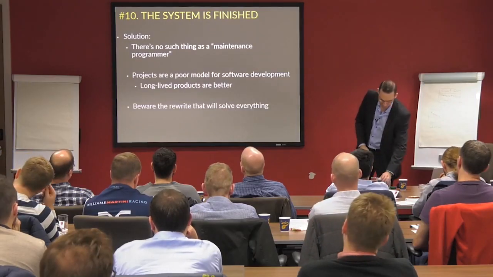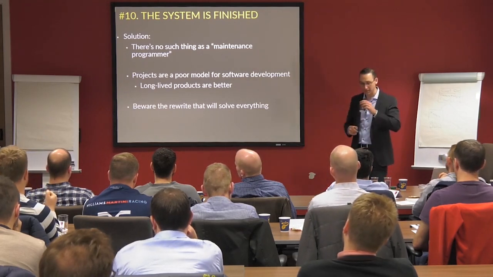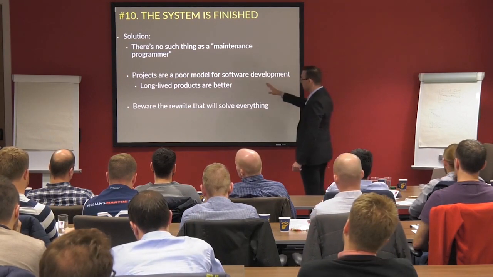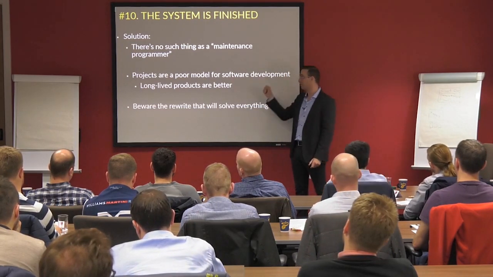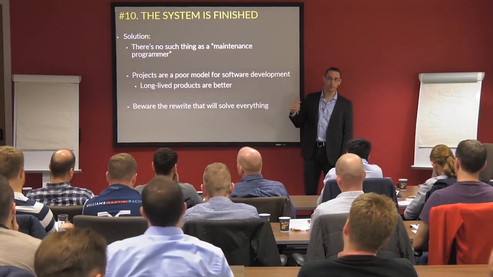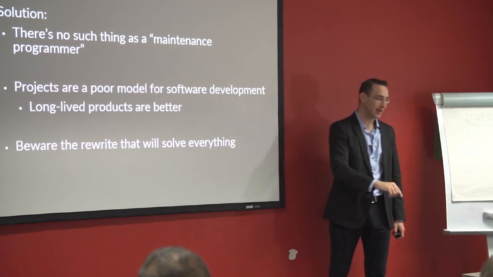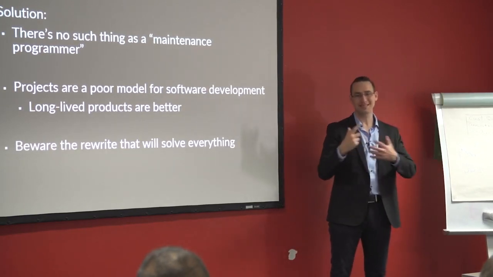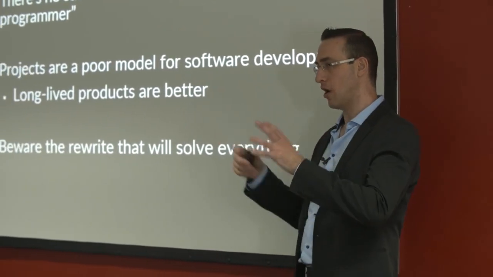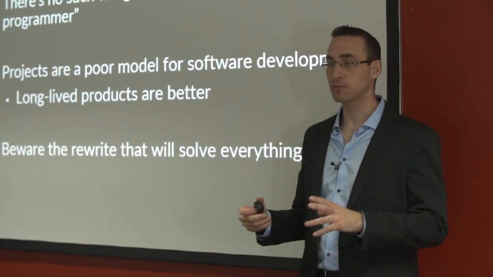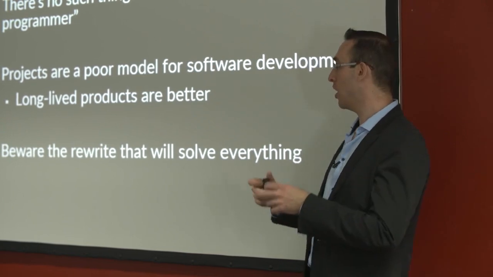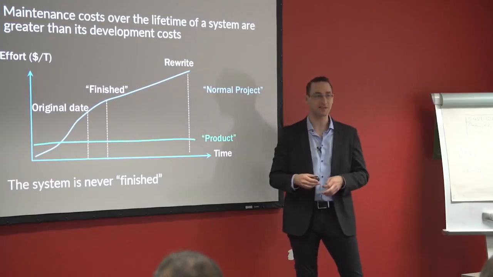So, just to underline what I said before: no such thing as a maintenance programmer. No such thing as software maintenance. Projects are not a great model for software development. We want long-lived products, and rewrites are going to become problematic. So how do we change things? I'm going to start talking about a development or business-IT interaction process that might not look agile to you on the face of it, but will probably help solve a lot of the forces that caused these types of colossal failures from happening.